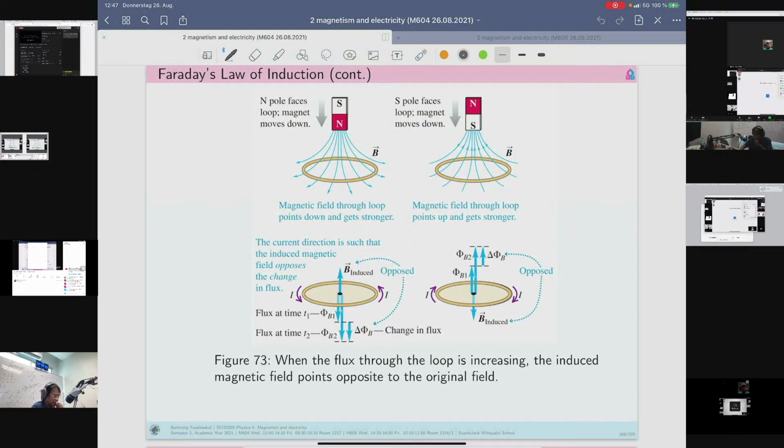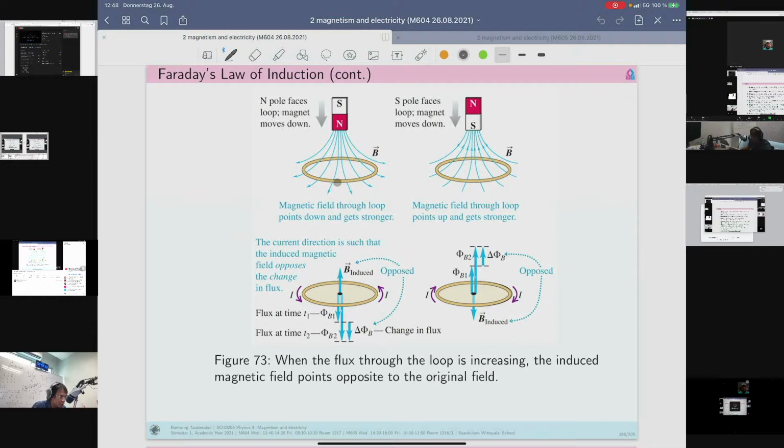If you have the permanent magnet like this, and if you want to see some effect, how the current will appear in this copper conductor, the circular loop.